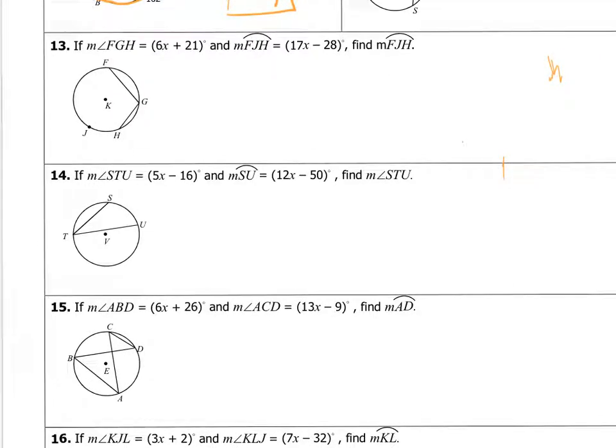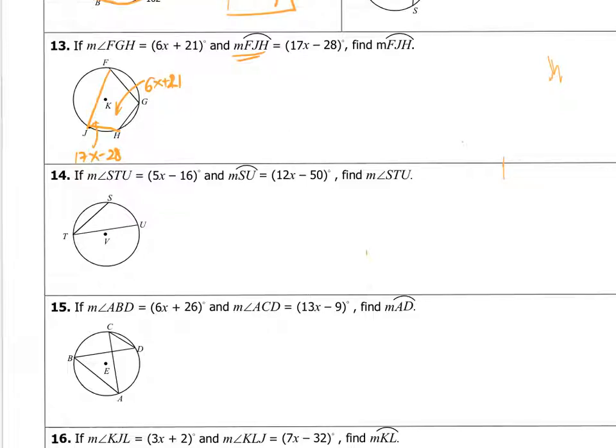Number 13, I have angle FGH over here. I have 6x plus 21. Angle FJH over here, I have this part, 17x minus 28. So I'm asked to find FJH, which is this one. So in order to find that, I have to find x first, right?